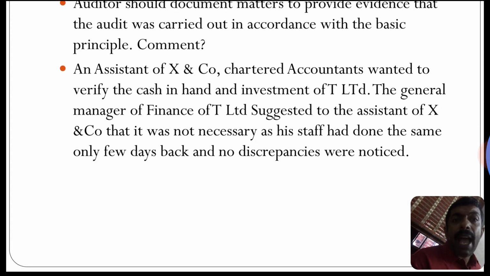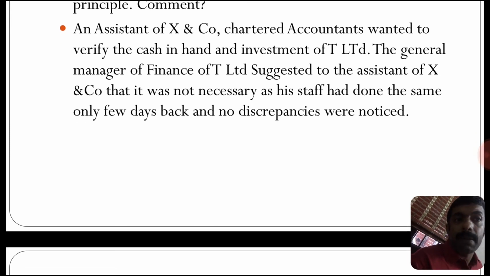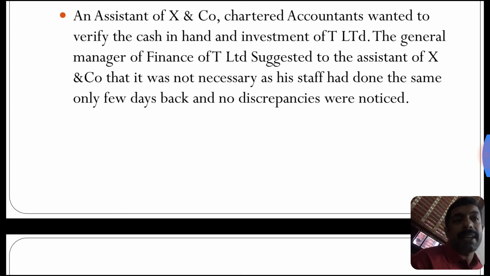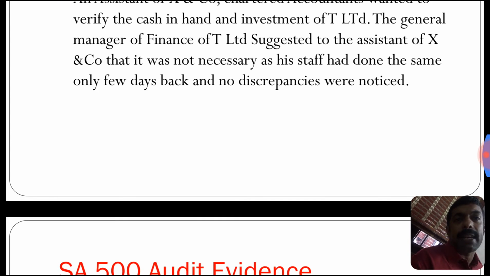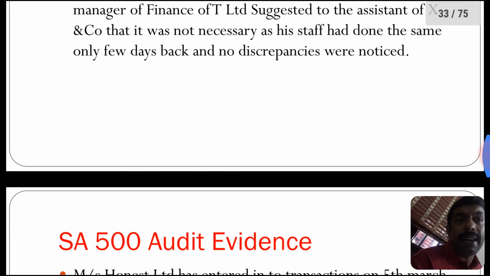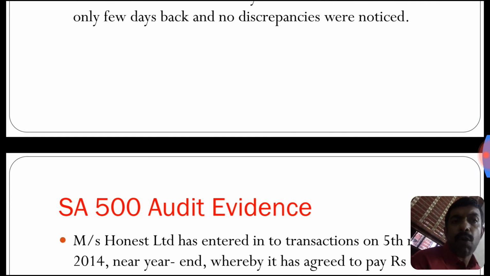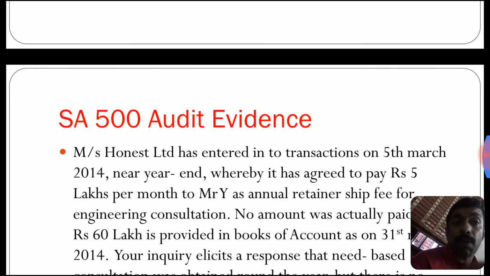Comment. An assistant of Exxon Company, Chartered Accountant, wants to verify the cash in hand and investment of T Limited. The general manager of T Limited suggests to the assistant that it was not necessary, as his staff had done the same only a few days back and no discrepancies were found. He has to obtain sufficient and appropriate audit evidence.